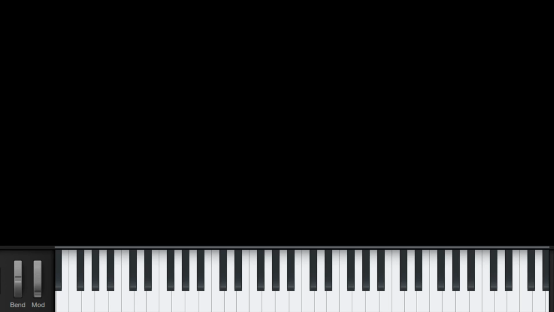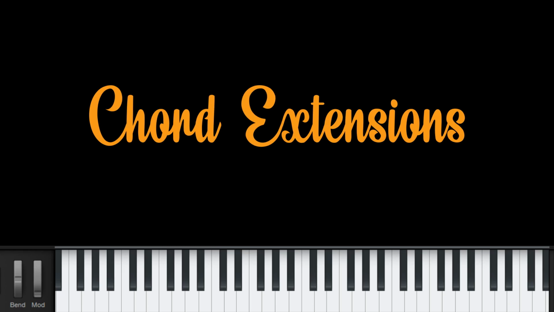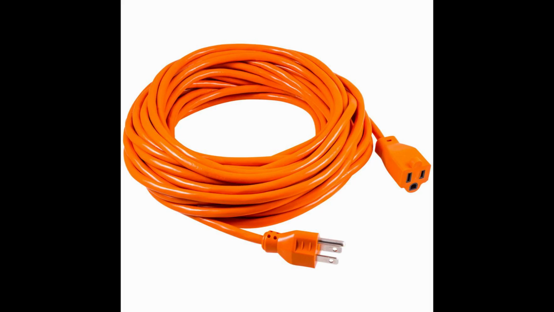Fractions! Why on earth is math in music? Well, believe it or not, even though I failed the test in school, fractions are here to make music simpler. But before you can understand fractions, you must first understand chord extensions. So, what are chord extensions? No, not extension, chord. What in the world?